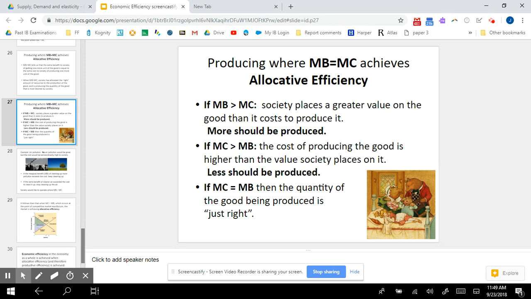If marginal cost exceeded marginal benefit, the cost of producing the good is higher than the value society places on it, and less should be produced. So once again, when we were doing the beach cleanup activity, there was a certain point where students said, no, let's not hire anyone else to continue to clean up the beach, because the cost is now going to exceed the benefit that society is getting from this. It's where marginal cost equals marginal benefit that the quantity of the good being produced is just right.